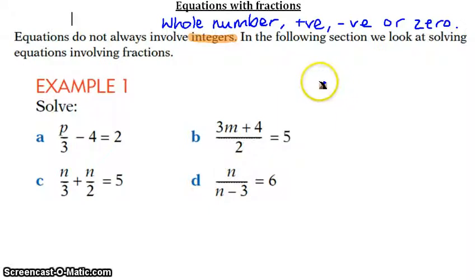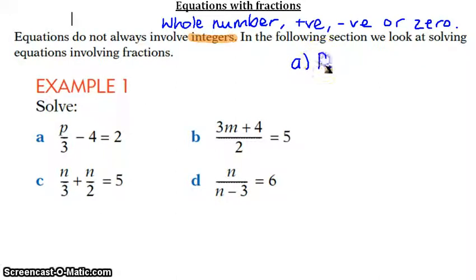We're going to be looking at how to get rid of, you'll notice in all these questions I have fractions in them. So we're going to be looking at how to get rid of the denominator, the thing on the bottom, because we can't get the letter or the unknown by itself without first getting rid of the denominator. Let's have a look at the first question.